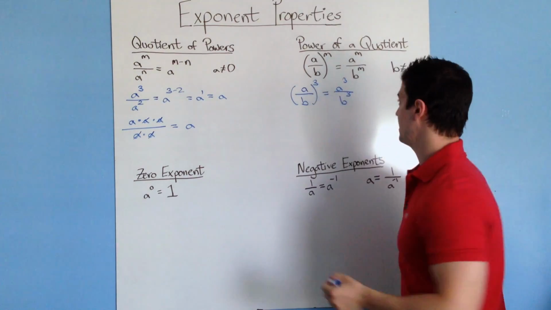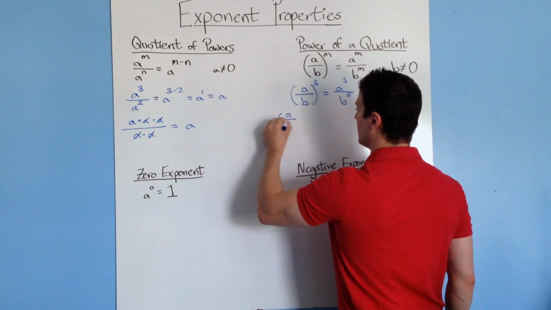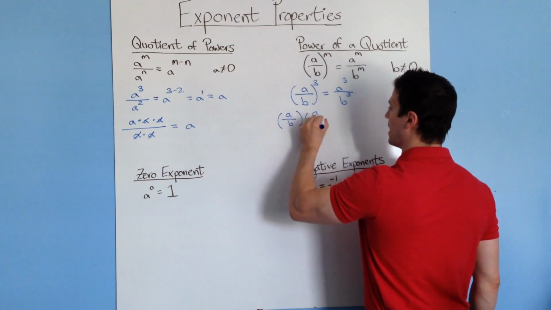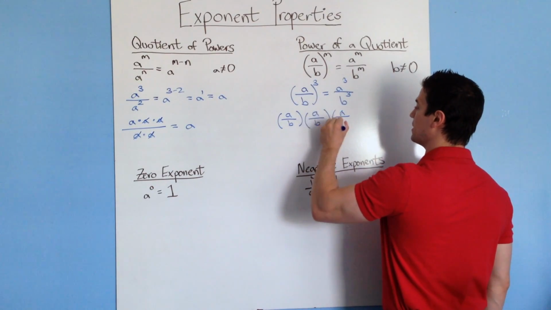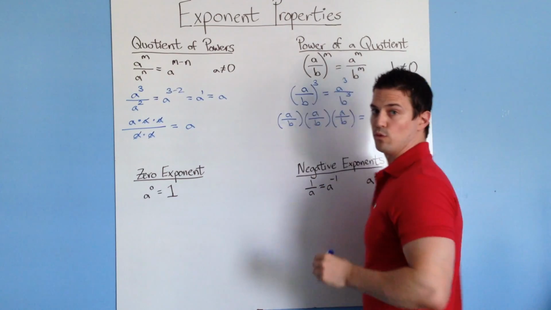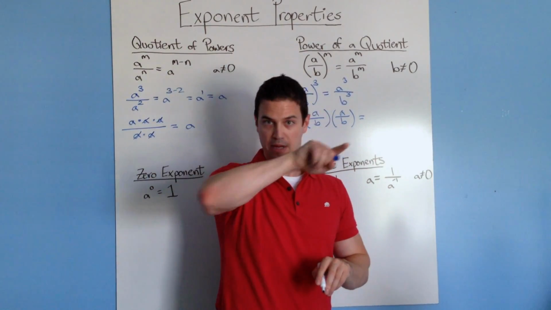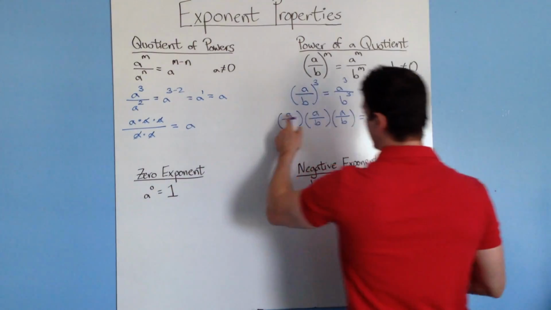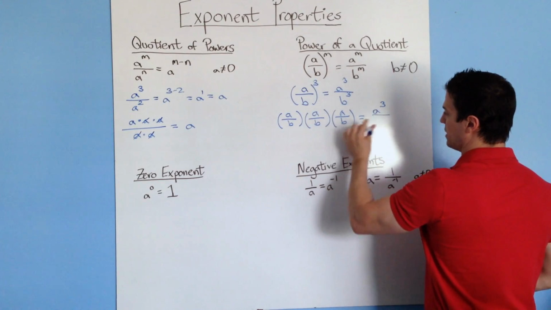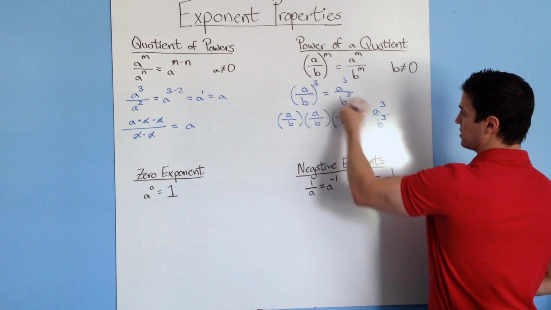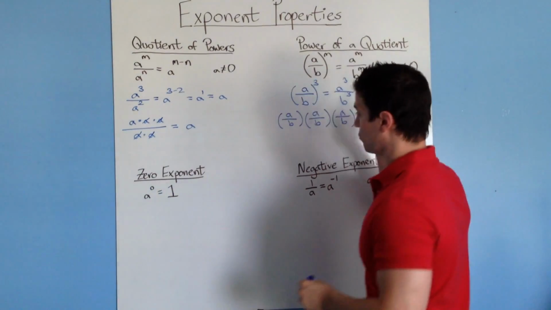Based on our property up here, we should get a to the third divided by b to the third. All right? Well, let's test that out. A divided by b to the third power is the same thing as saying a divided by b times a divided by b times a divided by b. If you remember your rules for multiplying fractions, you just multiply numerators times numerators and denominators times denominators. So that's what I'm going to do. A times a times a is a to the third divided by b times b times b, which is b to the third. And as you can see, our answers match up. Okay, so that's power of a quotient.